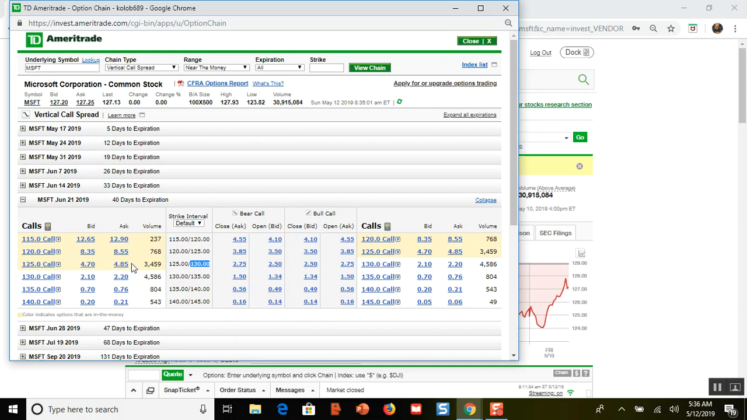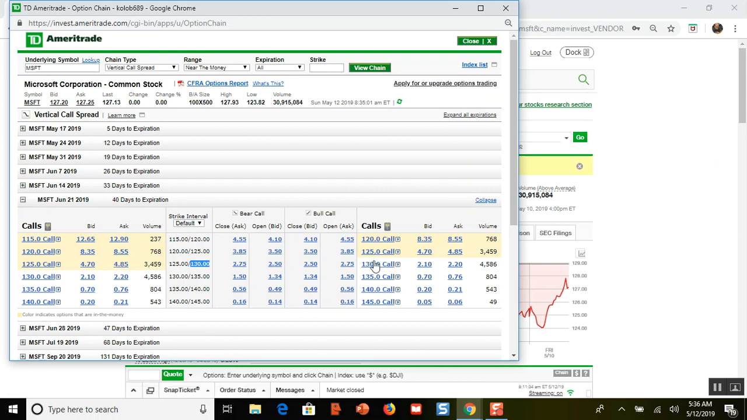The 125 call is listed over here on the left, and the 130 call is over on the right. So what you would do is you would pay, the bid is 4.70, the ask is 4.85. So let's say 4.80 for the 125 call, and then you would sell the 130 call, and you would receive the bid is 2.10, the ask is 2.20. So let's say 2.15. So you're spending 480, and then you get back 215.